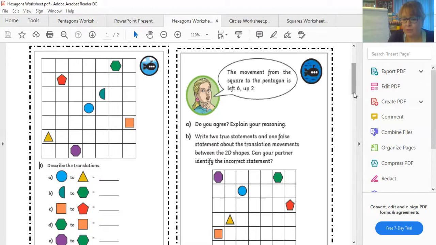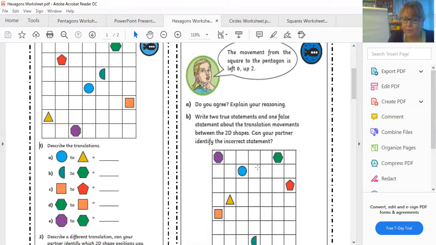Your second question is this one. The movement from the square to the pentagon is left 6 and up 2. Do you agree? Explain your reasoning. So you look at the square, you find the pentagon. Is the journey there true or false? Is that right? Is what she said right or wrong? If you agree, I want you to explain why you agree. If you don't agree, I want you to explain why you don't agree. Is it a different translation?